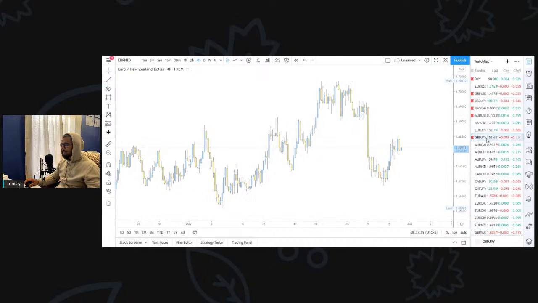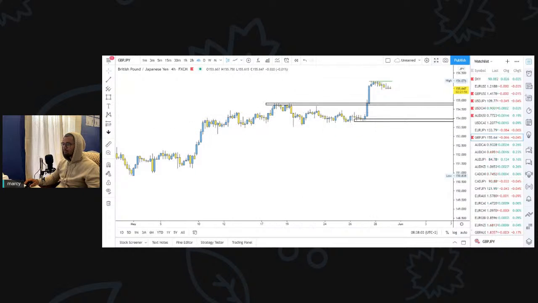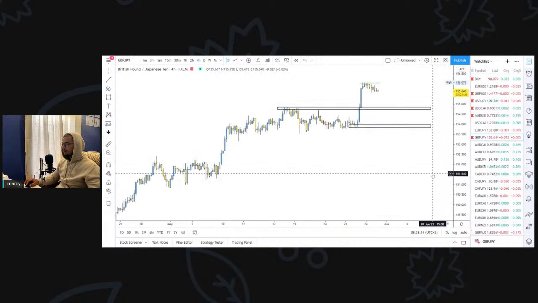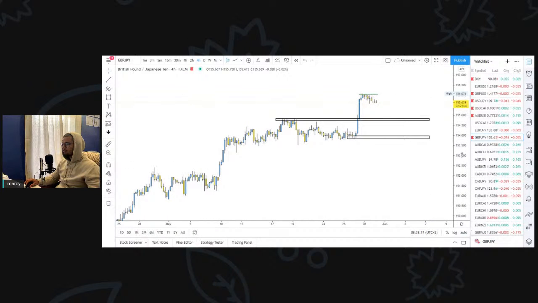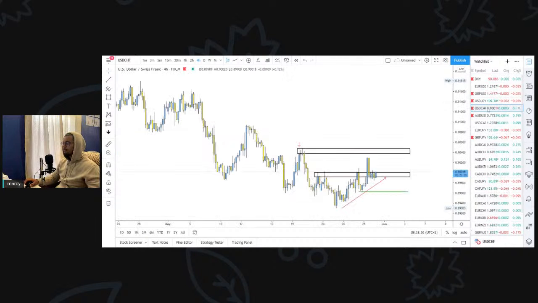Okay, let's look at pound JPY. So you can see we're in quite a bit of a push. What you can expect is possibly a pullback to then go higher, but because it is a bank holiday, as I mentioned, I'm not too sure if GBP, the Great British Pound, is going to move that much. So let's keep our eye on AUD USD. Keep our eye on USD CHF.